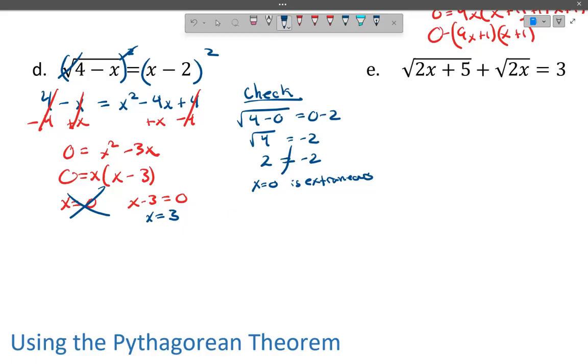Now let's double check 3, make sure it still works. 4 minus 3 equals 3 minus 2. So the square root of 1 equals 1. 1 does indeed equal 1. That is valid. So our only solution is 3. No need to even mention that x equals 0 is extraneous.